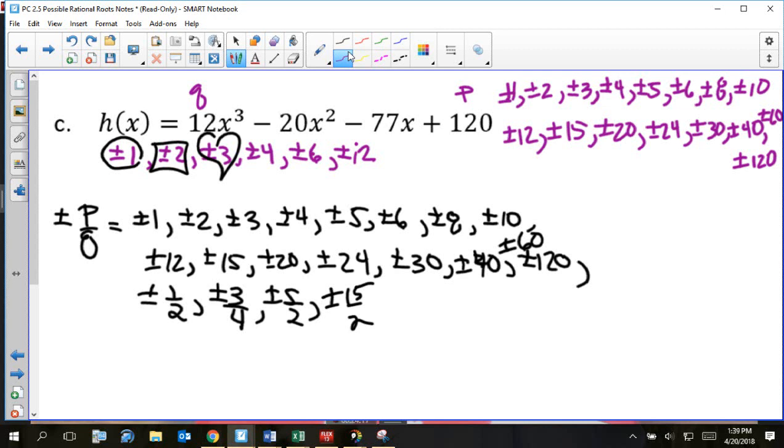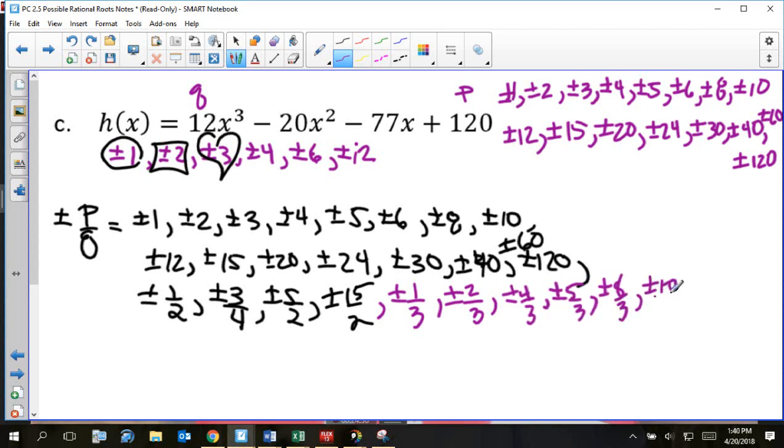All right, now we're going to do all of these numbers over 3. So we'll have plus minus 1/3, and plus minus 2/3. Then my next is plus minus 3/3, but that's 1, I already have that one. Plus minus 4/3. Plus minus 5/3. Plus minus 6/3, well that's 2, I already have that one. Plus minus 8/3. Plus minus 10/3. 12/3, I already have that.